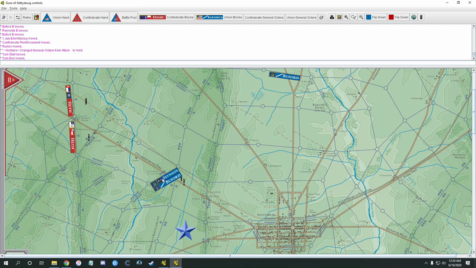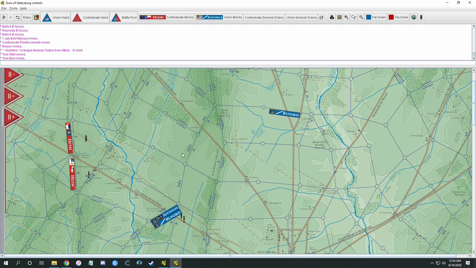Reynolds' corps has come up from Emmitsburg, and this is where we're at right now. They came up to back up Buford, and now Heth is going to go ahead and hold and wait for more of the army to show up to help push back Reynolds a little bit here. So we'll see what happens here. Let me know in the comments what you think about this.